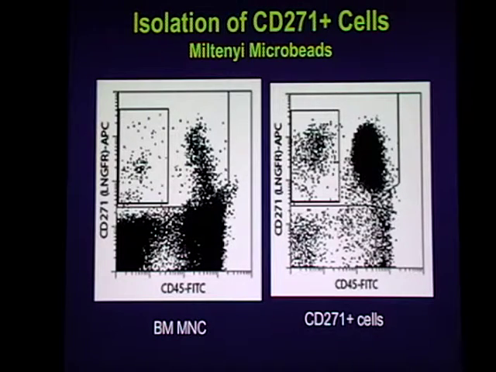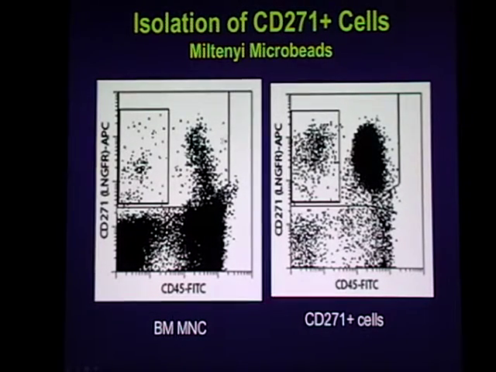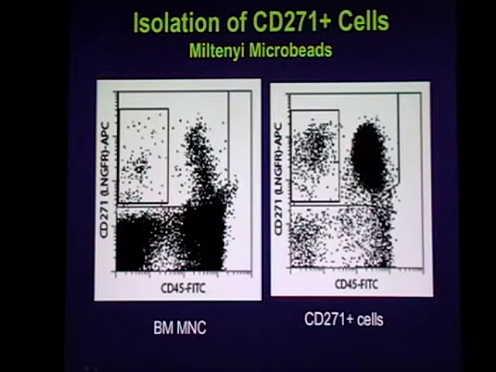This is just looking at flow analysis of CD271 expression. Here you have the CD45 negative CD271 positive population, which is where the MSC activity exists. After selection with CD271, you can see that there's an enrichment of this population, but there's also a large number of the CD271 positive cells that are CD45 positive. So the MSC activity again resides in the CD271 positive, CD45 negative population.